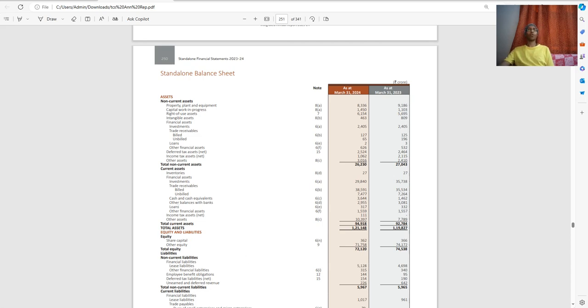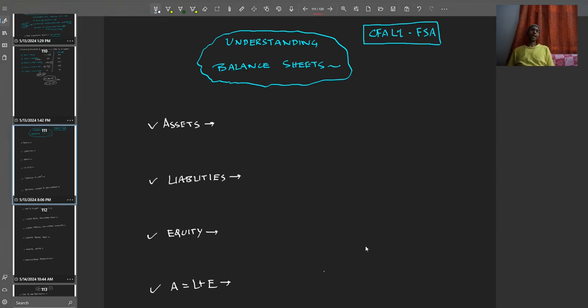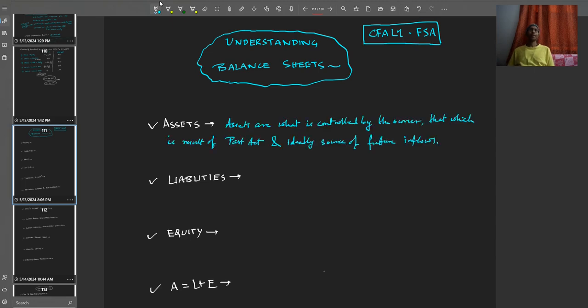If we have to start with the overview, what better thing to start than assets? So friends, let us try to define assets. Assets are basically what is owned or controlled by the owner. And this is an accumulation as a result of past activities, and ideally this is going to be the reason for future inflow of income. So assets are what is controlled or owned by the owner, that which is a result of past activities, and ideally, that which is the source of future inflows.